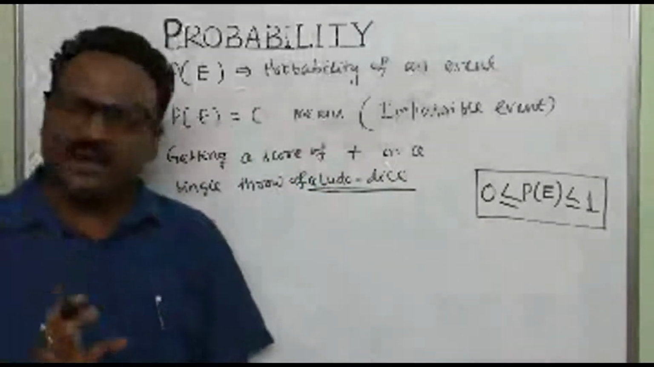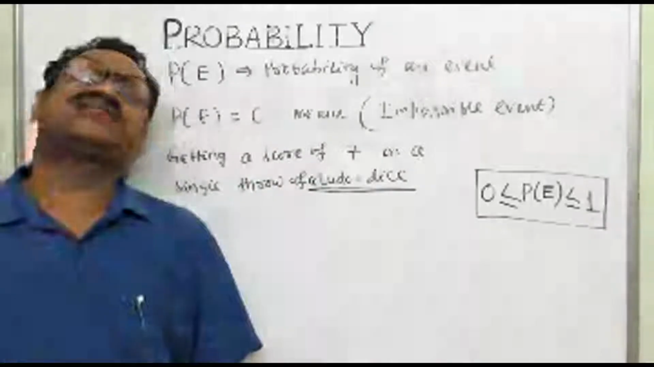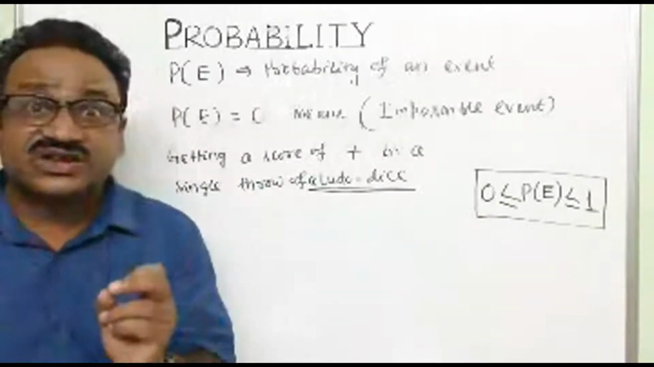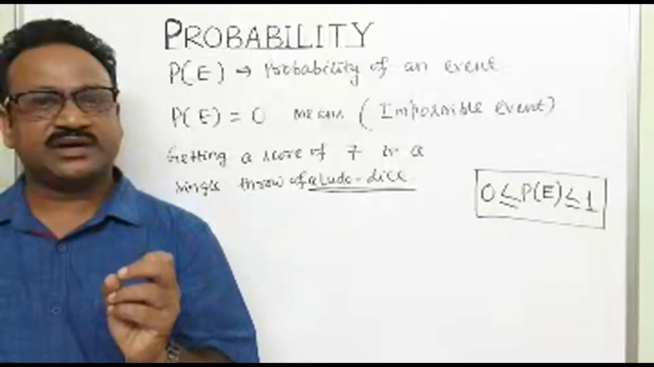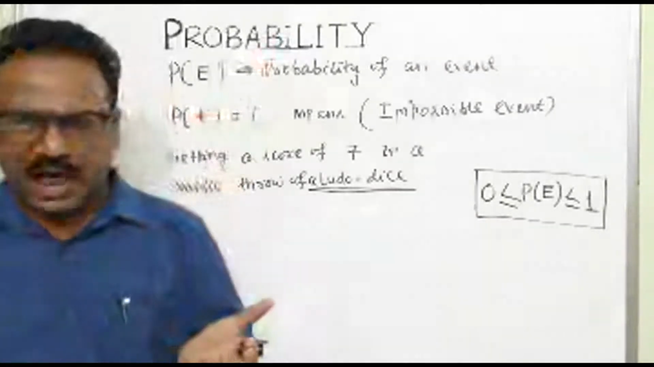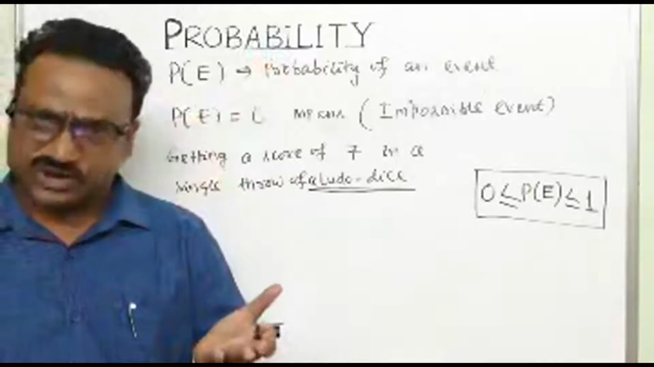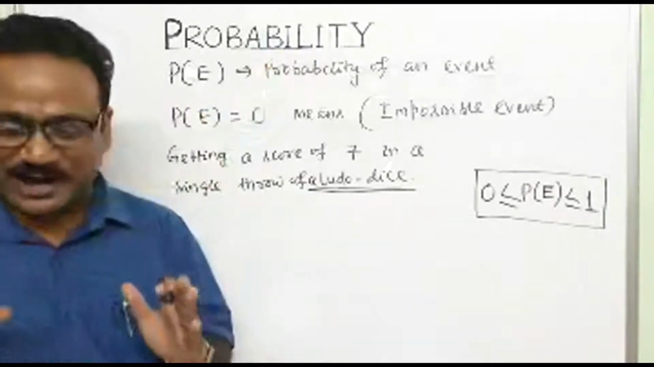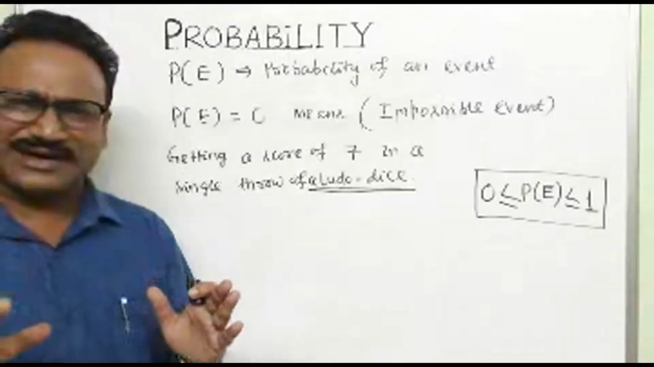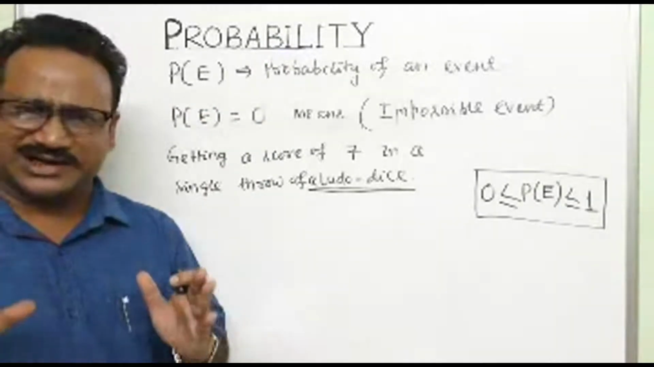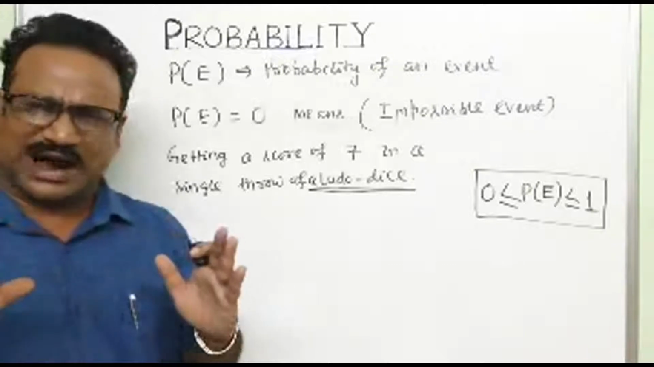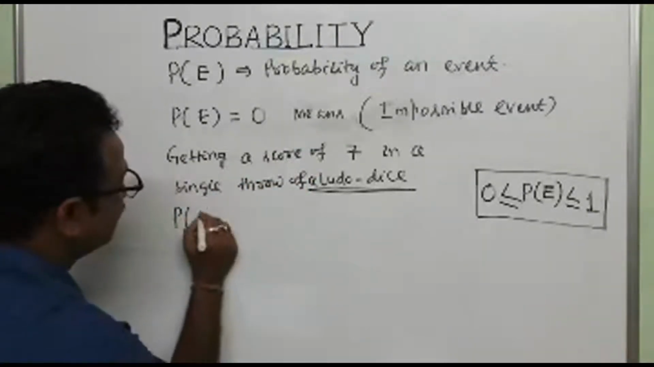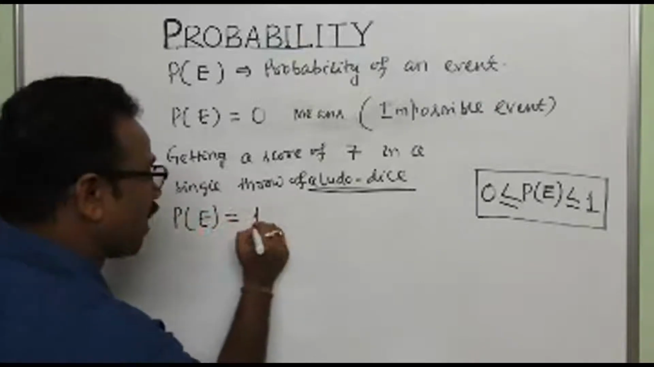Suppose you have taken a red ball, blue ball and green ball. It is asked, find the probability of getting a black ball. No black ball, so probability is 0. I will tell about the numericals one by one, related to cards, dice, single dice, double dice, everything. Now, P(E) is equal to 1.